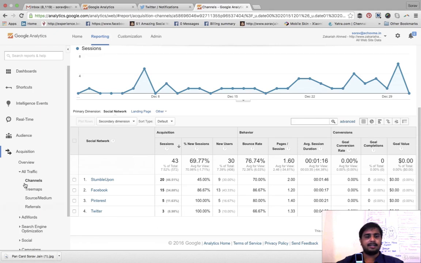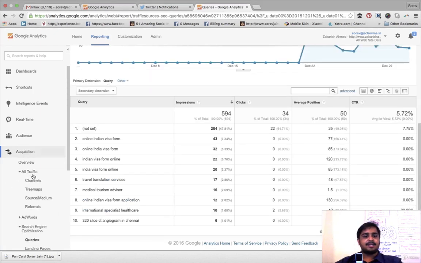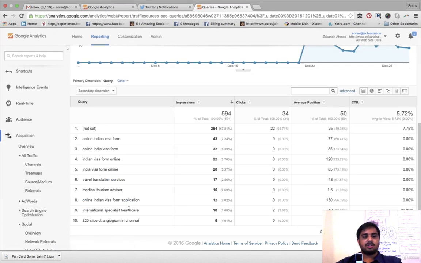bookmarking sites out there. In the acquisition section, you also have this feature called search engine optimization, which gives you an overall perspective of how many people have been searching for the keywords for which your site gets listed on the Google search list, or the results list out there.